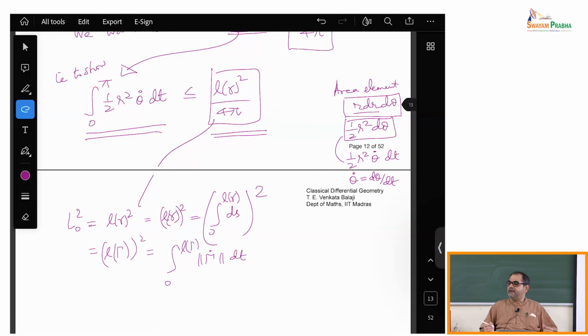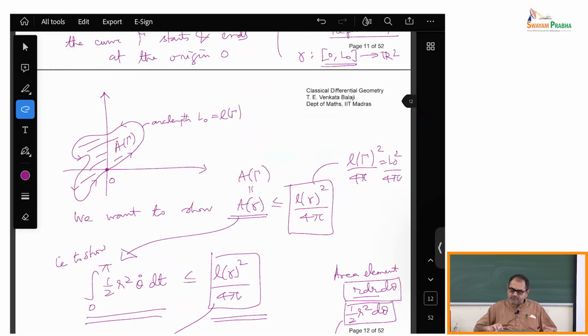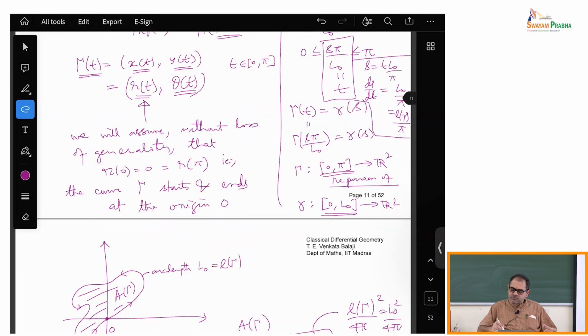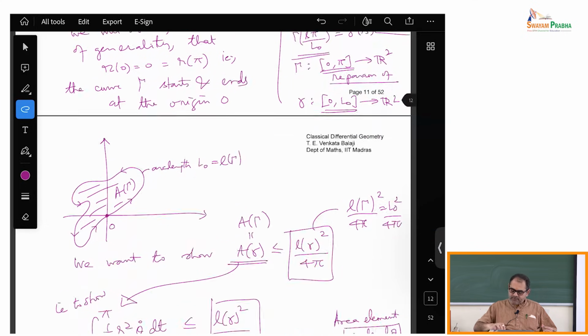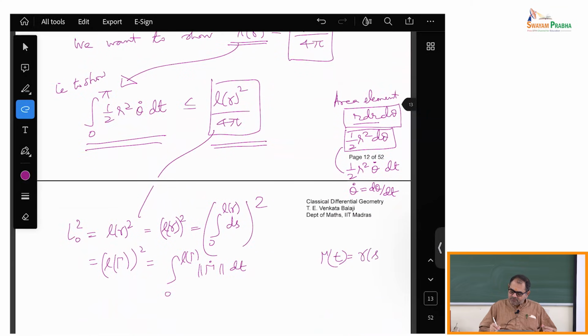Mind you, gamma of t is something that we have already written here. Gamma of t is just small gamma of s, of course. So there is really no big deal. It is capital gamma of s pi by L naught, so if you write it like that, it's small gamma of s. So of course it will be the same thing. And of course I will get a square here. See, the problem is that on the left side I have an integral, and on the right side I seem to be getting the square of an integral.